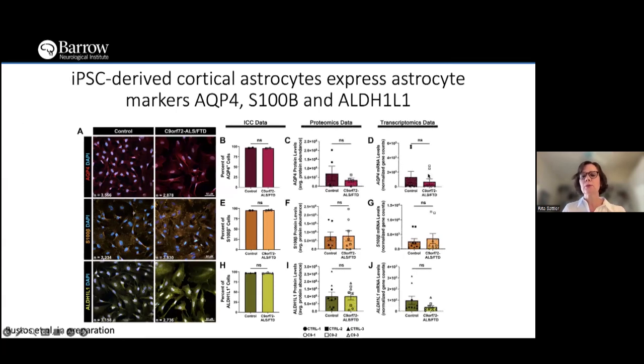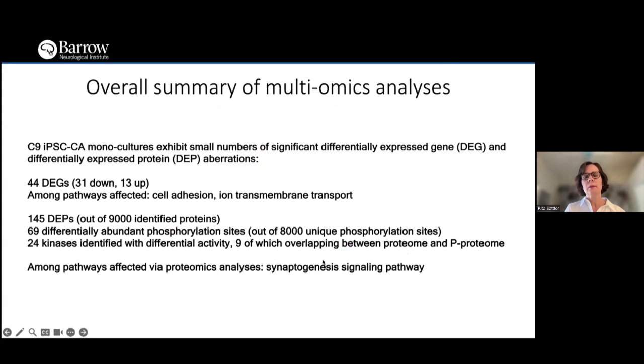And again, she confirmed this data with her proteomics and her transcriptomics data that she did later on, confirming that there is no significant difference of these marker proteins and genes between ALS or ALS-FTD and controls, and all of them are really present. So we were dealing with astrocytes that are of cortical identity, and they express the typical markers.